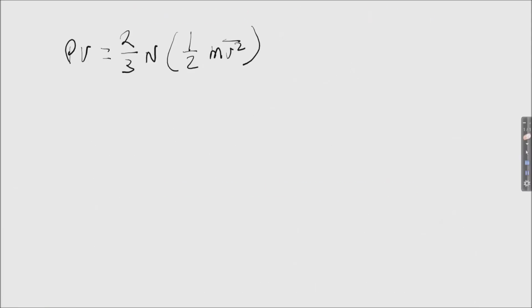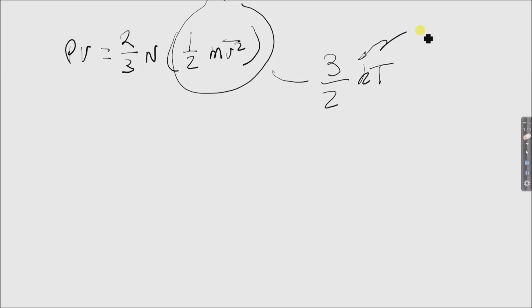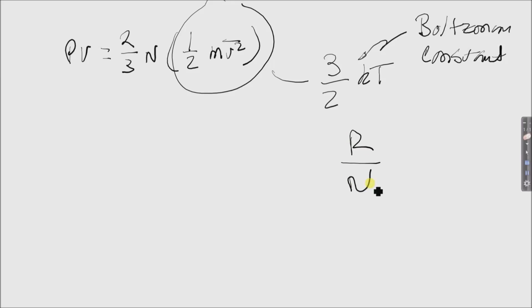Okay, so now we come here, we know that 1/2 mv squared is equal to 3/2 kT. Okay, and I should have done an uppercase T, where k is the Boltzmann constant, which is the gas constant, the ideal gas constant, over Avogadro's number.